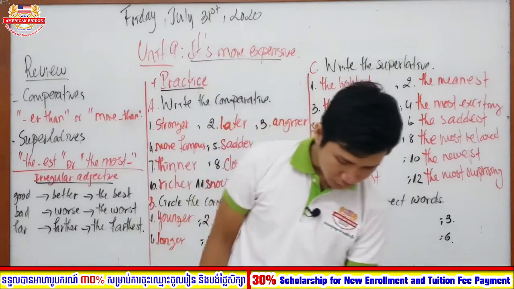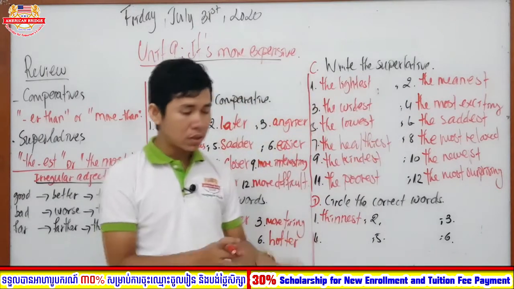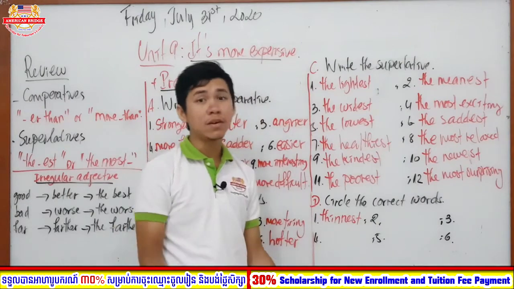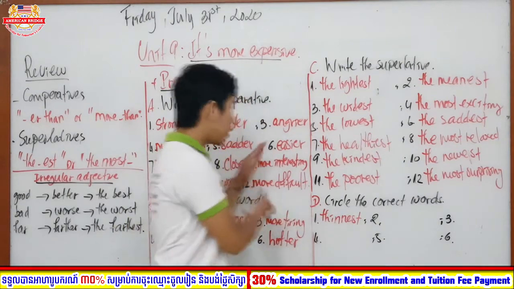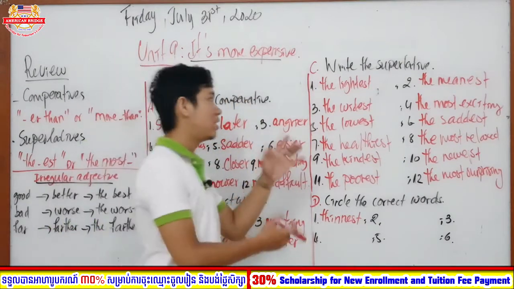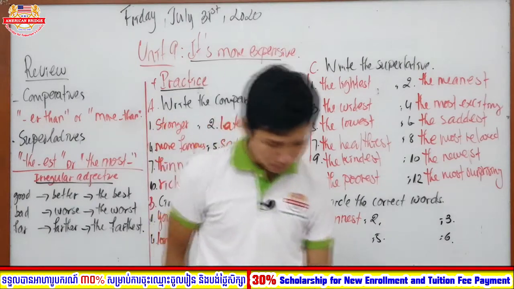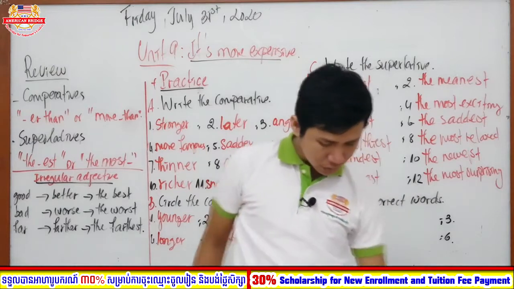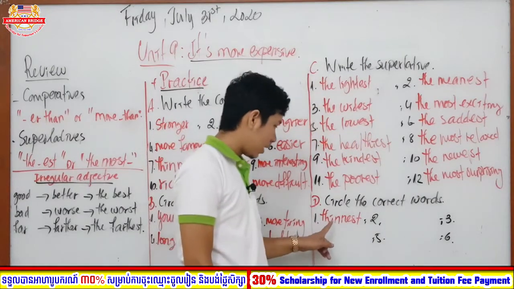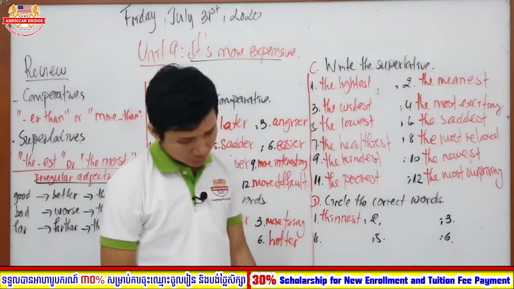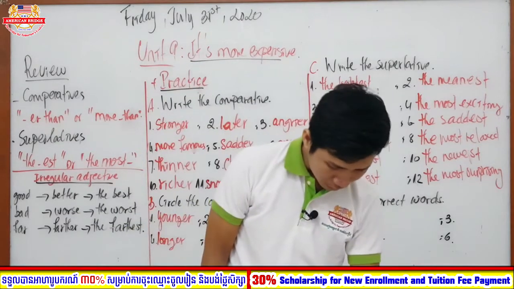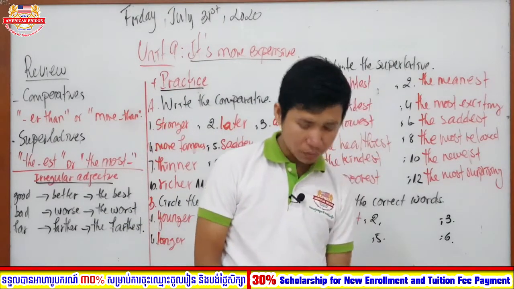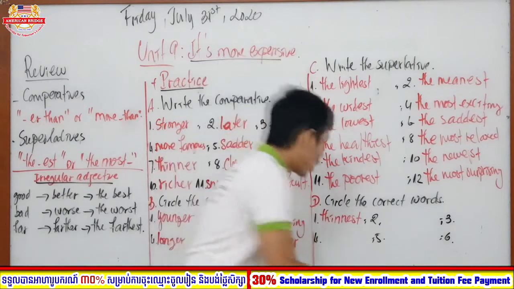Section D means circle the correct words. Each section is not far different from the others, only the lesson is different. Sections A and B are about the comparative, and C and D are about the superlative. Number 1 gives you the example, thinnest. Then number 2, planes are softer or the softest. Which one is it? Very good.